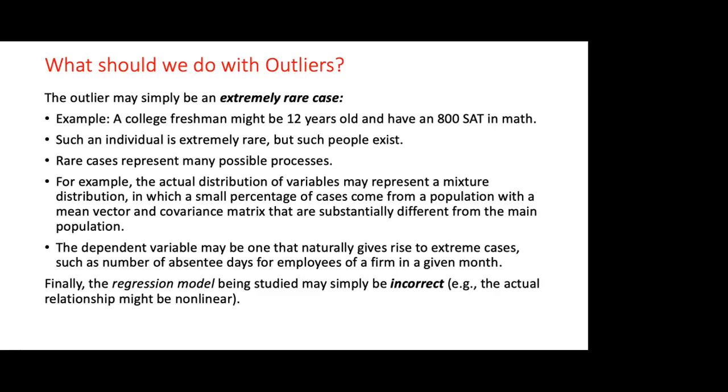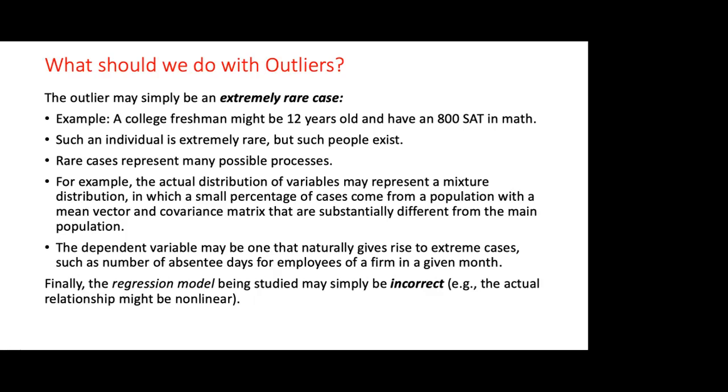And rare cases can result from different things. It can result from the fact that the actual distribution of variables represents a mixture distribution. So you have different subpopulations, or in your population you have subgroups where you have a different relationship between your predictors and your outcome variable. It's also possible that your dependent variable naturally gives rise to extreme cases, for example the number of absences, so sick days for employees in a firm in a given month, right? That is something that naturally gives rise to extreme cases.